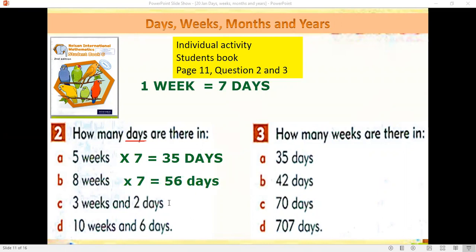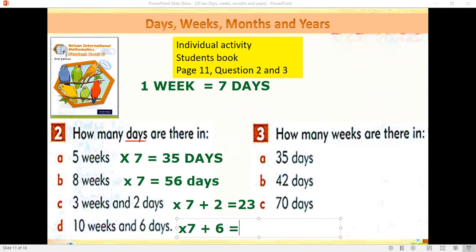Okay. How about this one? 3 times, let's just do this. 3 times 7 plus 2 equals, so 3 times 7, 21, plus 2 is 23 days. Okay, now let's move on. I hope you have done it correctly. So now 10 times 7 plus 6 equals 76. Easy.